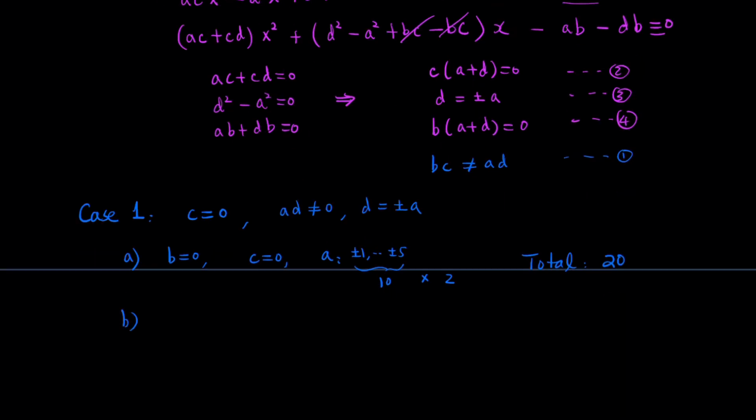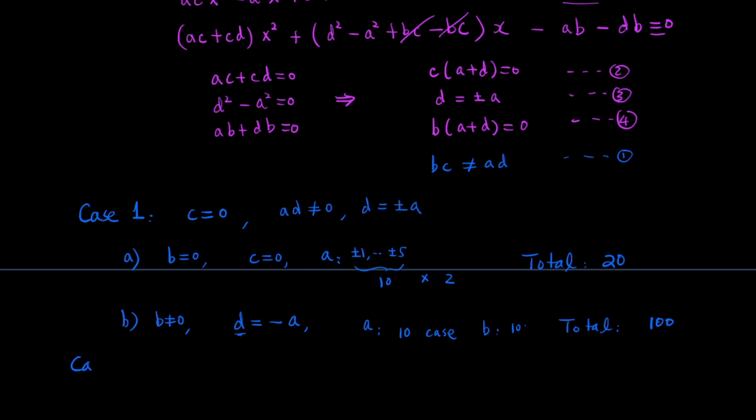So what if B is not equal to 0? In that case, number 4 tells us if B is not 0, A plus D has to be 0. So in that case, D has to equal to negative A. So which means the A, 10 cases, right? And for B, you also have 10 cases, right? So the total is 100 cases. Now once A is fixed, D is fixed, and C is 0, of course we know. Okay, so that's case number 1.